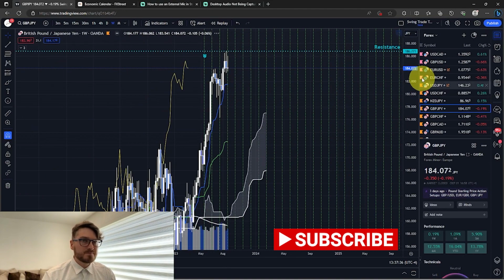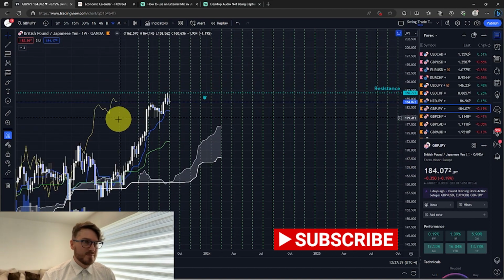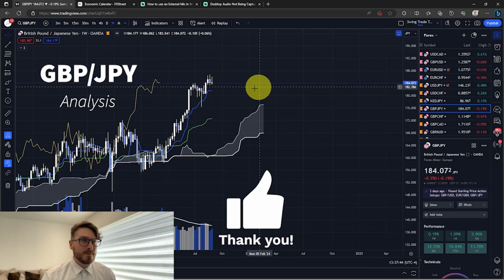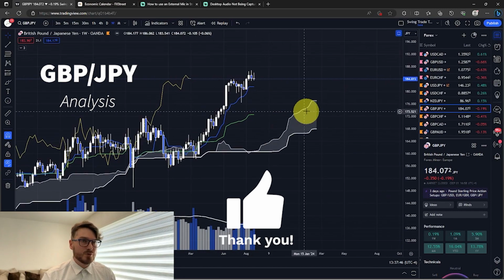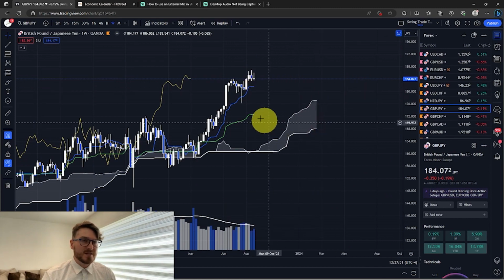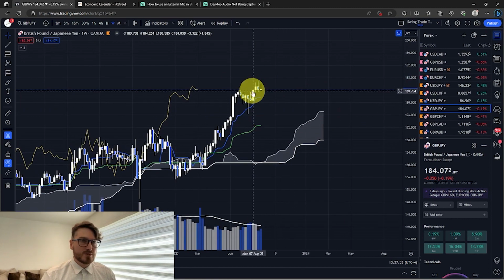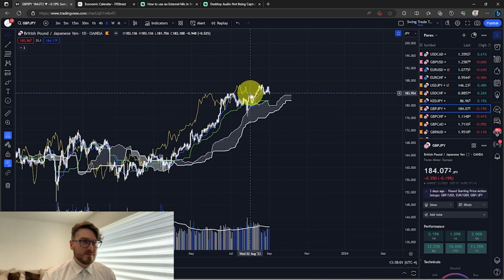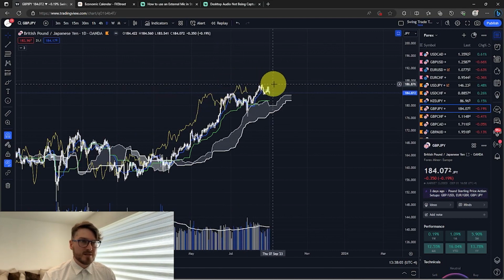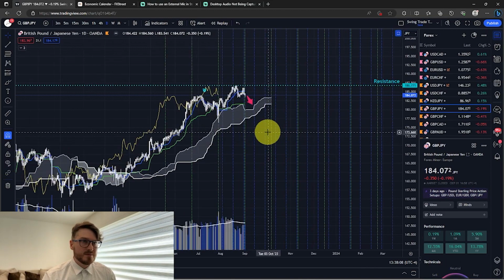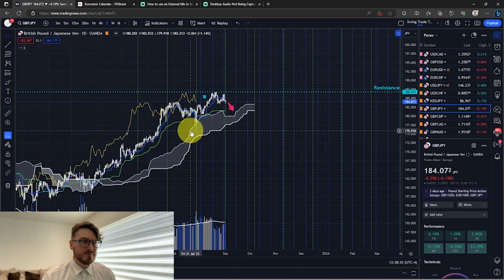Next pair. Okay, guys, this is the British pound, Japanese yen. Overall, pretty bullish. Bullish Kumo cloud, price above the Tenkan-sen. However, these are all flattening out, right? So we could be seeing price retrace. And overall, we're seeing the price starting to round out at the top here, which is just a signal that it's losing speed and losing momentum.